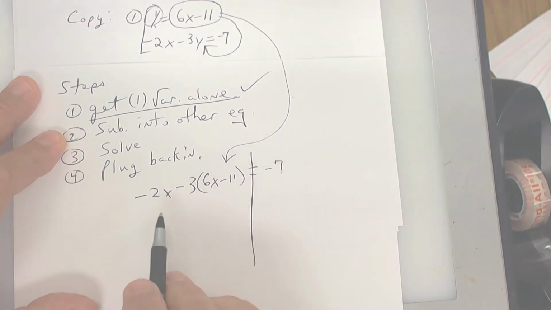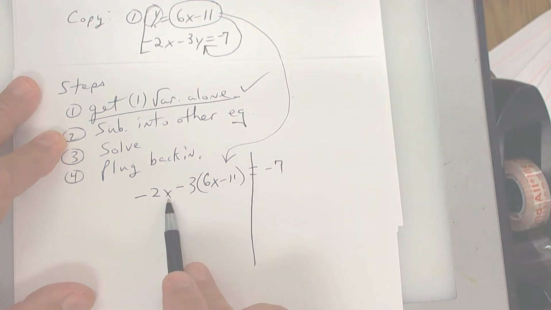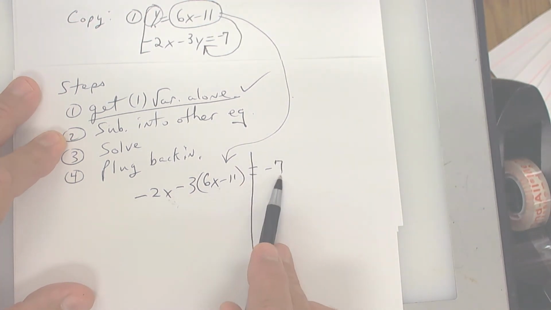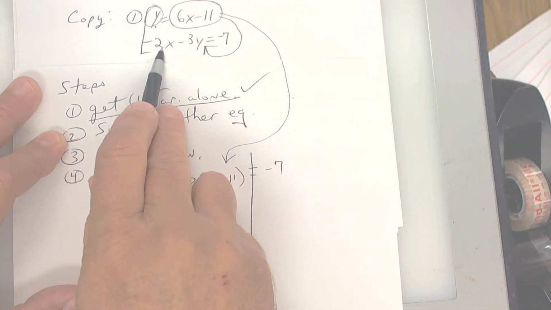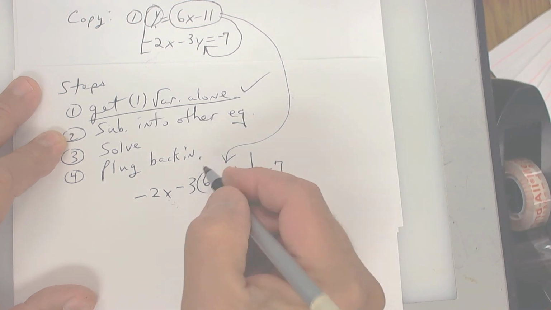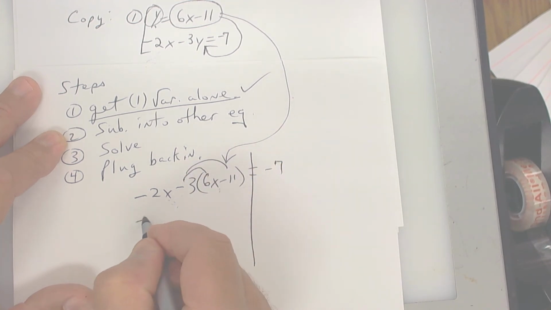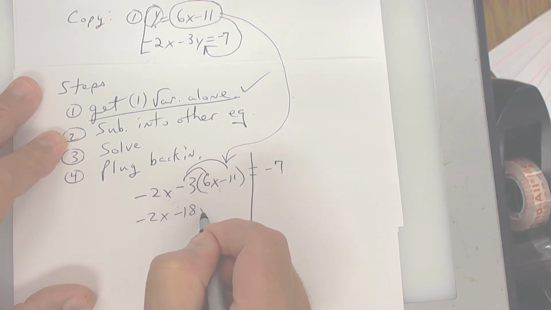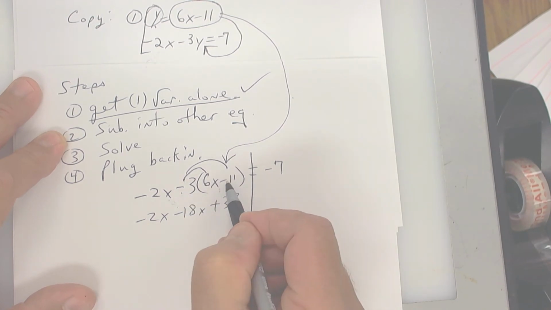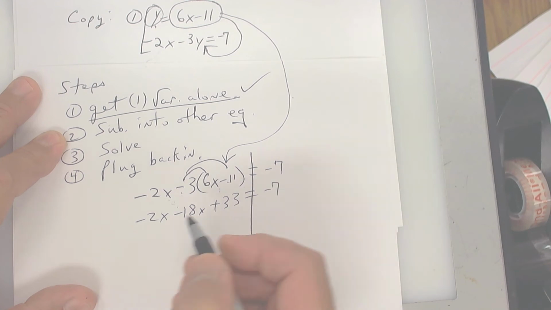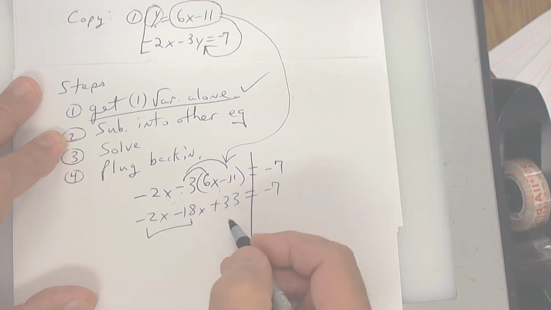Draw your line. Now, at this point, you should have either all x's or all y's. If you have x's and y's, then you put it in the wrong spot. Okay, be careful with that. So now you're going to draw two arcs. So you're going to get negative 2x minus 18x plus 33. Negative times a negative is a positive. Okay, now you're going to combine like terms, get negative 20.